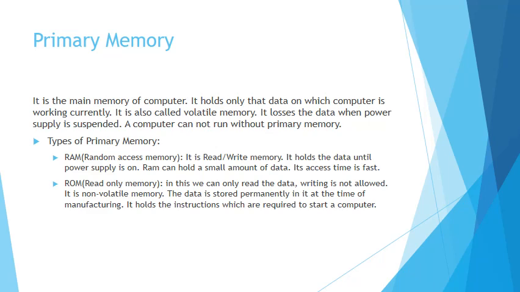It is also called volatile memory. Volatile means changeable, which means the data is changeable. In primary memory nothing is permanent, and the data which we need regularly is stored in our primary memory. Primary memory is also divided into two parts, that is RAM and ROM. Firstly RAM, that is random access memory, and second is ROM, that is read-only memory.